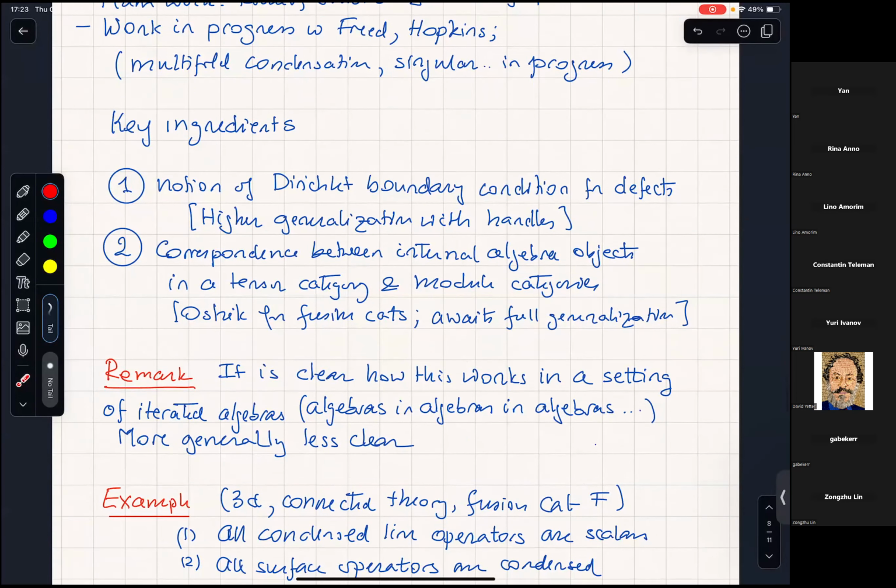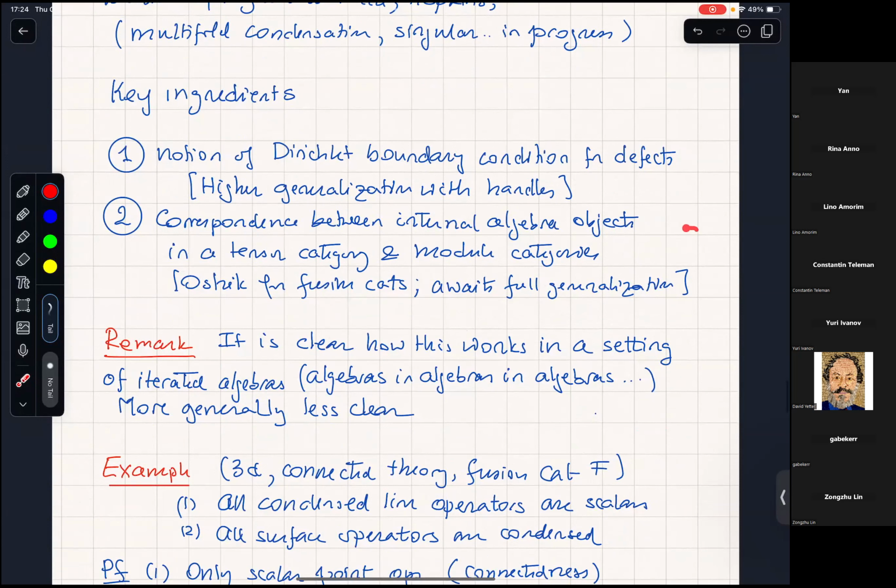And one is a notion of Dirichlet boundary condition of a TQFT, generalized to embedded defects. And that's like a generating module for the category of modules over an algebra, but it has to be said in a higher categorical setting. And the second ingredient that comes in is a correspondence between internal algebra objects in a tensor higher category, possibly, and module categories for it. And that's the theorem of Ostrik in the case of fusion categories. In full generality, I think you have to impose conditions to get an actual correspondence.